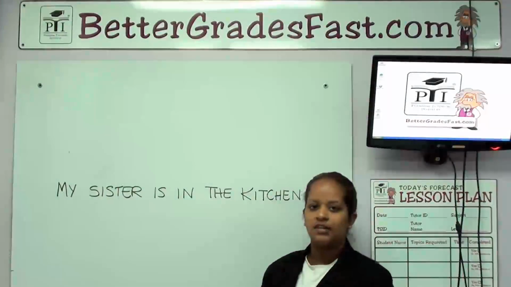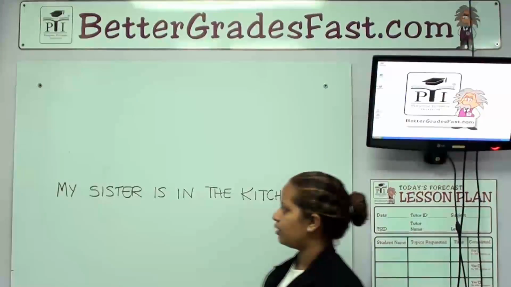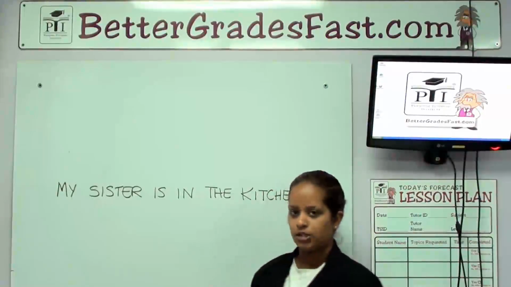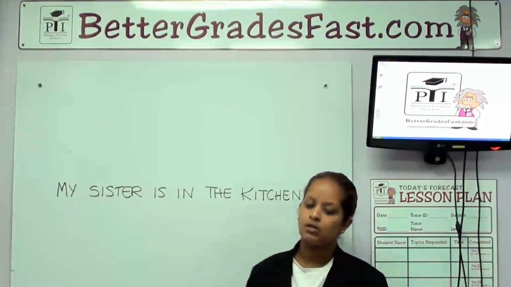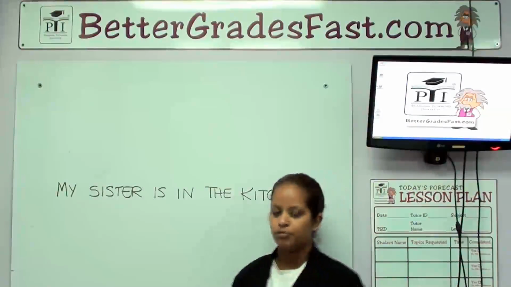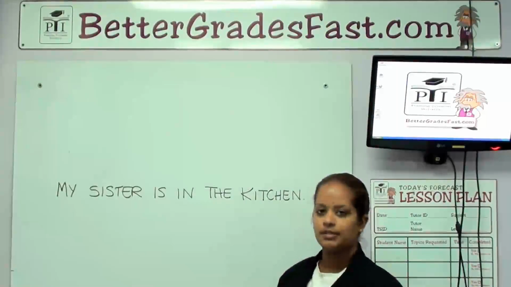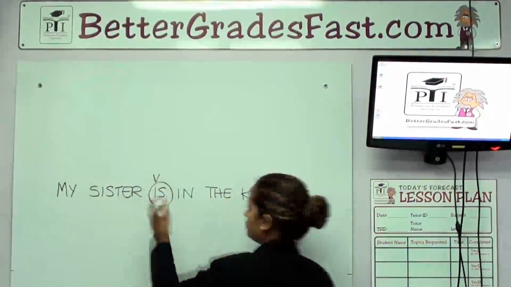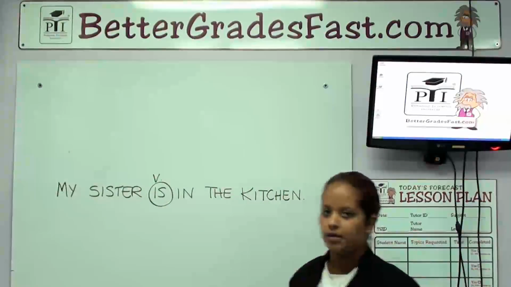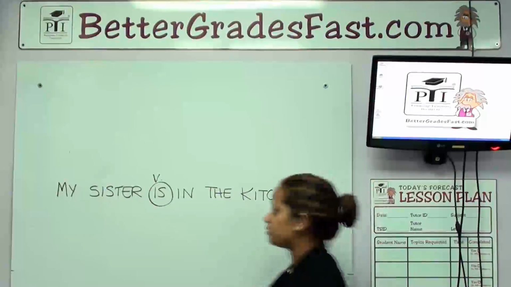My sister is in the kitchen. When you are talking about prepositions, you need to locate your verbs, subjects, and then object before you can locate your preposition. In this sentence, is your verb. Who is my sister? Therefore, my sister is your subject.